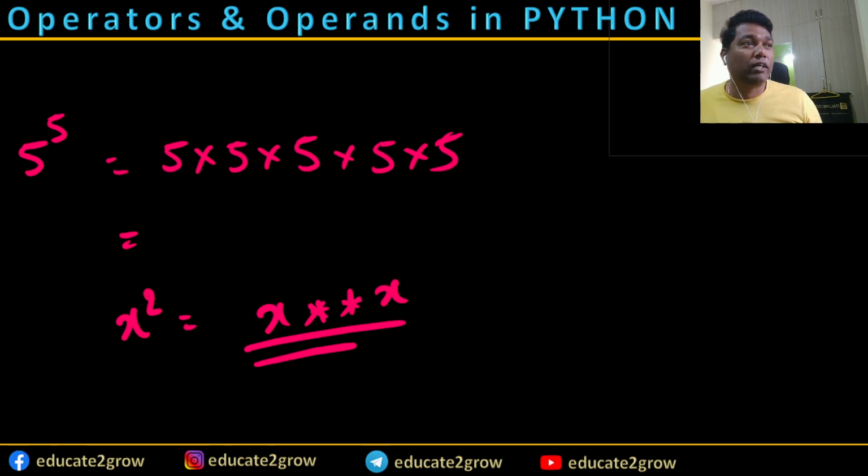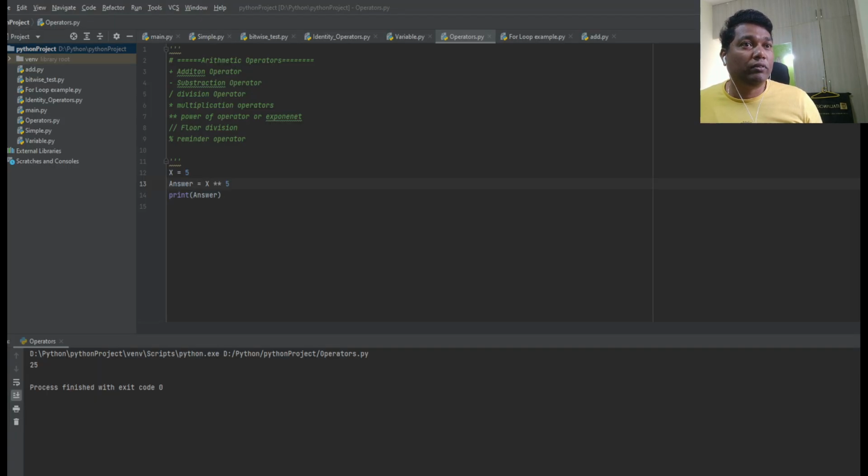Now, continuing to the next one. This answer gives 3125. For example, if I change the value to 2 and the power to 5, I'll show you the result. It's 32. 2 into 2 into 2 into 2 into 2, five times, if you multiply, you will get 32.